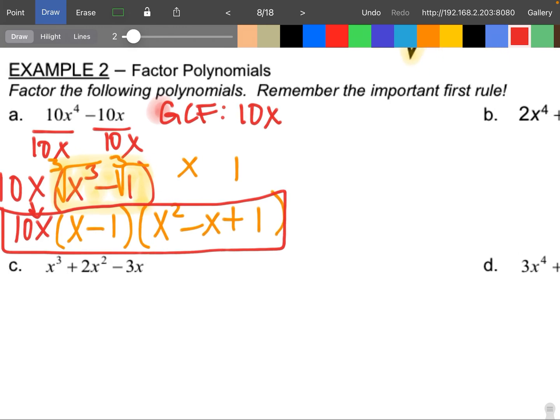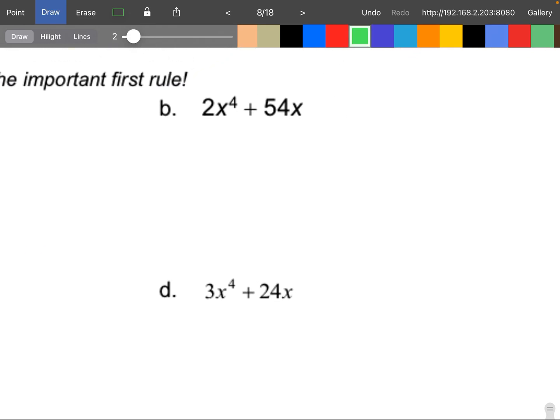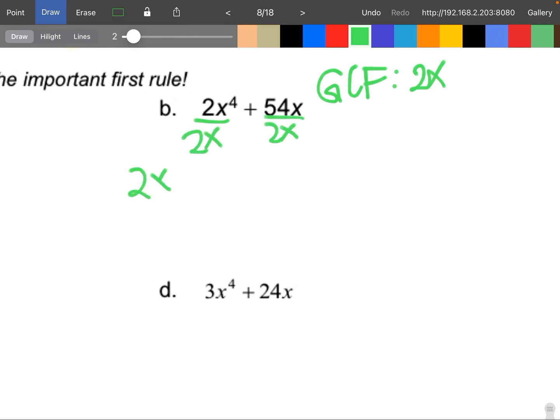All right, let's take a look at letter B. This time, my GCF is 2x because 2 goes into 54, and they both have an x. So I could divide out a 2x, and I'd be left with x to the third plus 27.